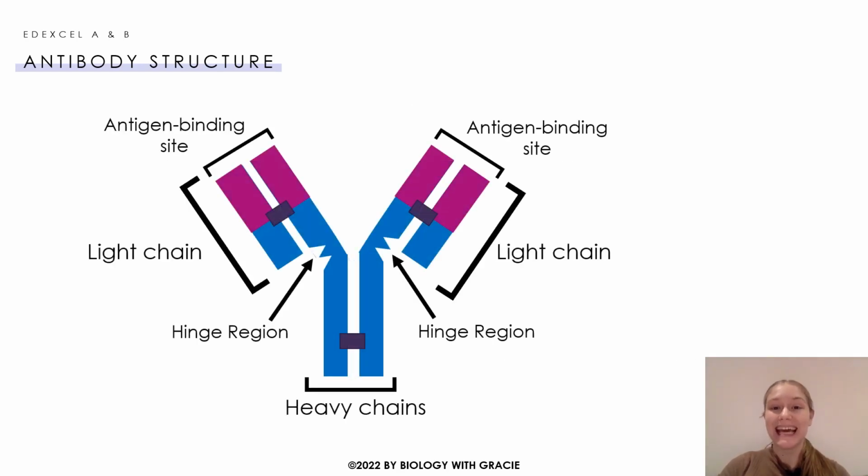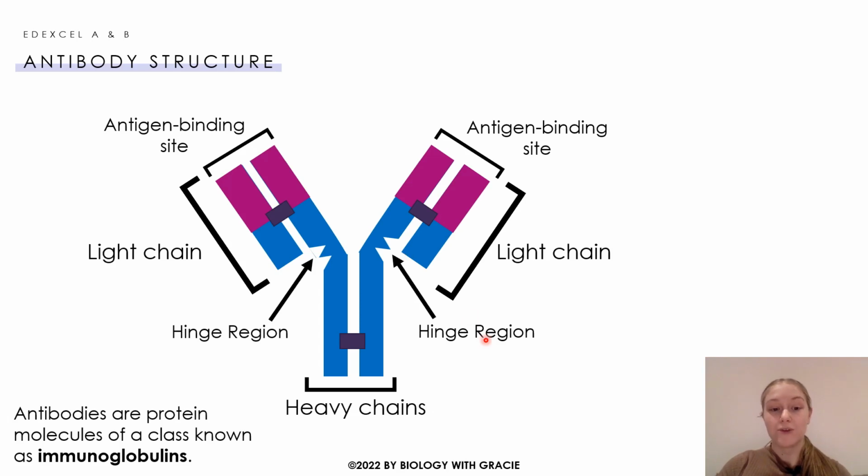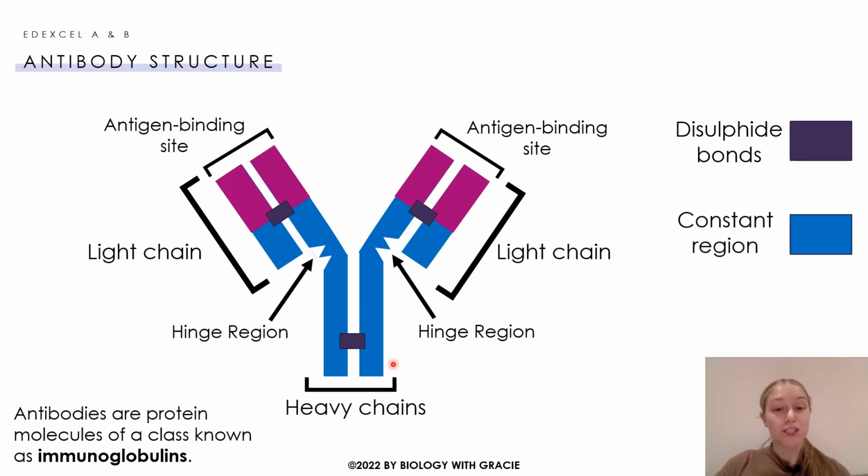So as you can see here, we've got the antibody structure. We've got those antigen binding sites at the top here in pink, and then we've got the 2 light chains, so one here and one here. And then we've got the heavy chains at the bottom, and these little divots in here are the hinge regions. So antibodies, as I said previously, are protein molecules, and they're actually of a class known as immunoglobulins. These little rectangles in purple are disulfide bonds. The blue represents the constant region, and the pink represents the variable region.